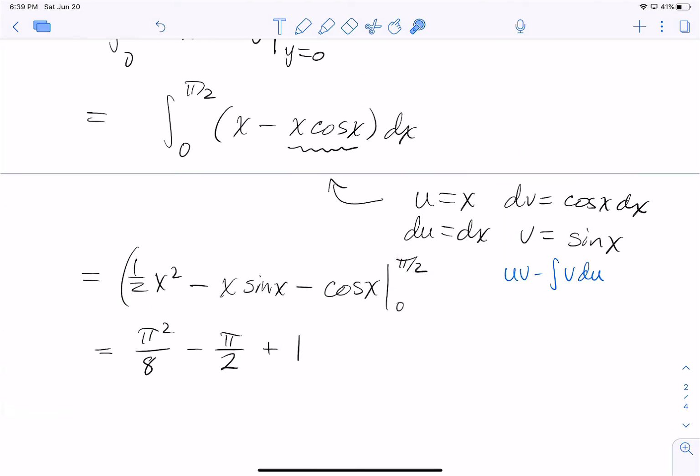Putting pi over 2 in place of x for 1/2 x squared gives us pi squared over 8. For x times the sine of x, since the sine of pi over 2 is 1, we end up with pi over 2 with a minus sign in front because that was a negative term. And then pi over 2 in place of x for cosine gives us 0. Putting 0 in place of x, 0 is out the first two terms, but don't forget that the cosine of 0 is 1. And our final answer, pi squared over 8 minus pi over 2 plus 1.